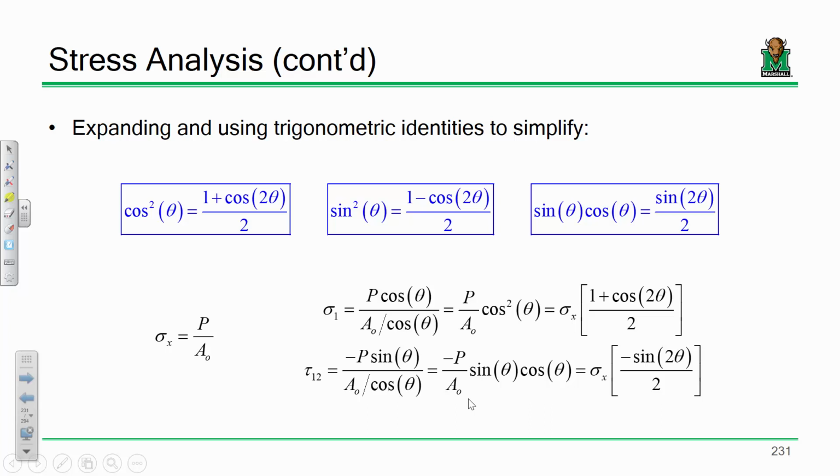Now, how am I using these trig functions? Well, let's take sigma 1. I have P cosine theta divided by A over cosine. So I can flip my fractions and I get P over A times the cosine squared. So what's the cosine squared? It's 1 plus the cosine of 2 theta over 2, right? What about the shear? I have negative P over A sine cosine. What's sine cosine? Negative sine of 2 theta over 2. Sound good?